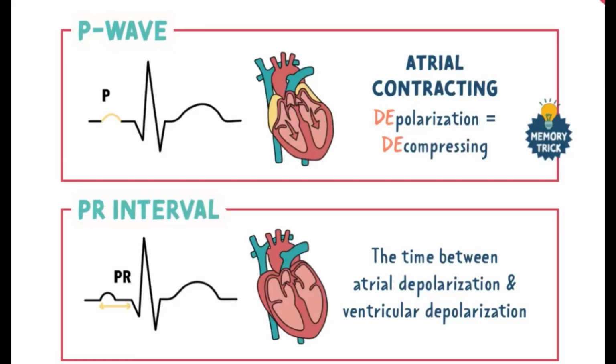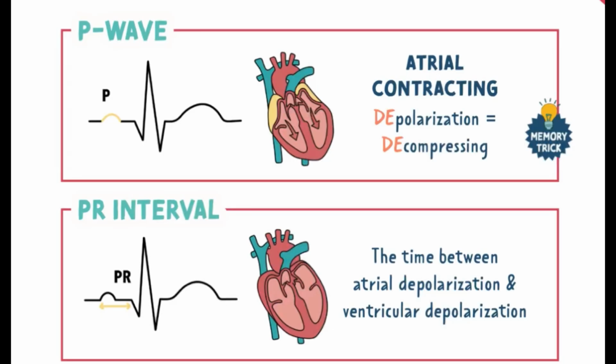First is the P wave. The P wave shows atrial depolarization, meaning the electrical impulse started in the SA node travels through the atria. It allows the atria to contract so blood moves into the ventricles. An easy way to remember: P means push, atria pushing blood into the ventricles. If there is no P wave, it may be an atrial problem like atrial fibrillation or atrial flutter.